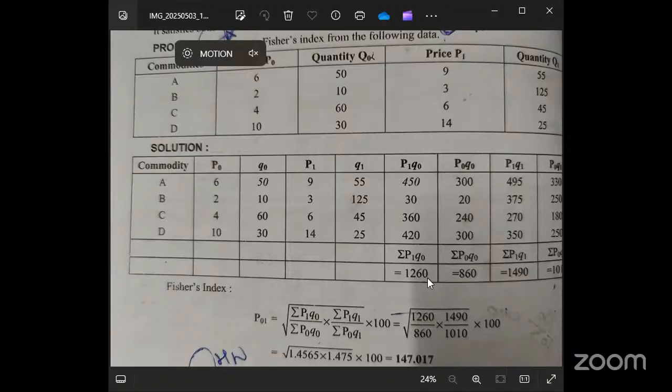So this is one kind of problem. We'll see one more problem where they have not given us quantity, but they have given us expenditure. So if expenditure is given, what we need to do? Meanwhile we have been doing the problems with price and quantity only. Now we'll see the problem with expenditure.